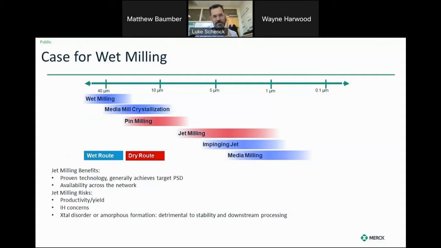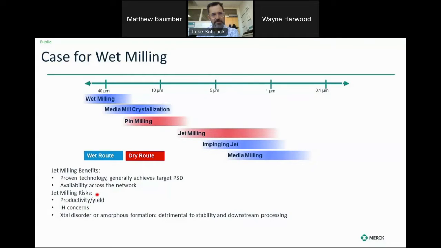So to start with the case for wet milling, when we look at the typical particle size ranges that can be achieved, jet milling features pretty prominently here, or did historically. It's a proven technology. It generally achieves the target size range in the sub 10 micron range, more typically in the, let's say, 2 to 5 micron range. Availability across the network has really been a workhorse, but it has some risks.